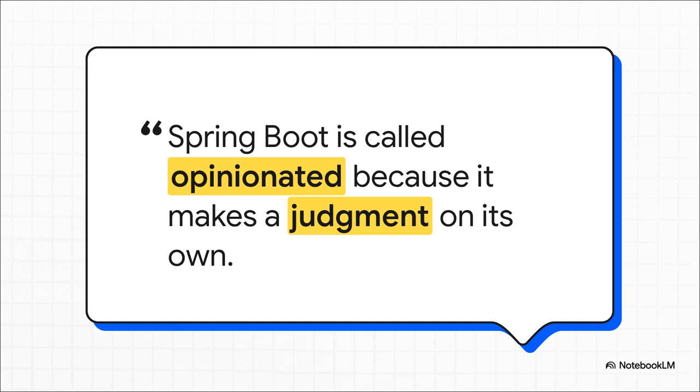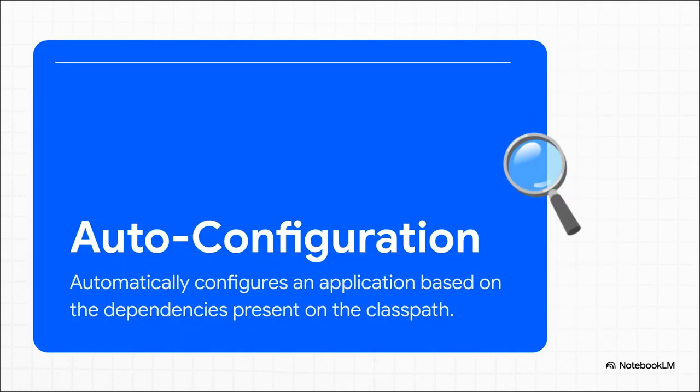After seeing thousands of projects, the framework knows that if you're building a web app, you probably want a Tomcat server set up in a very standard way. So it just does it for you, automatically. No questions asked unless you want to tell it to do something different. And this is the magic that makes it all happen: auto-configuration.